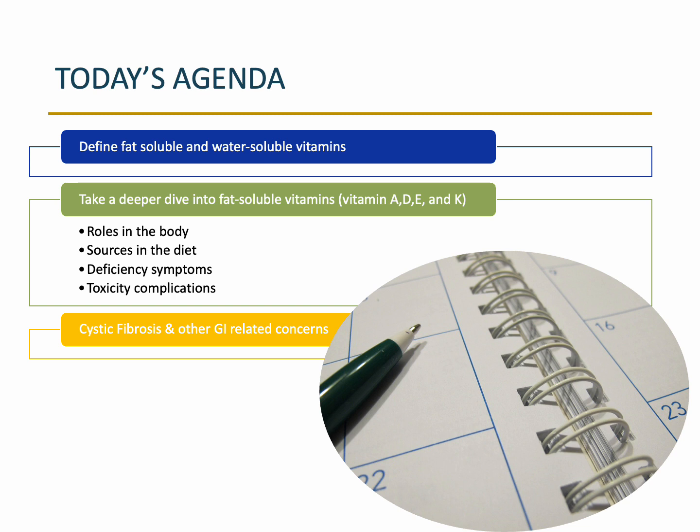So we'll take a look at what do they do? What are the functions of fat-soluble vitamins? Where do we get them? What happens if we don't get enough of them? What happens if we get too much of them? And how are fat-soluble vitamins affected by different health conditions, such as cystic fibrosis and other health conditions that affect the digestive tract, which is, of course, where we will be digesting and absorbing our vitamins.